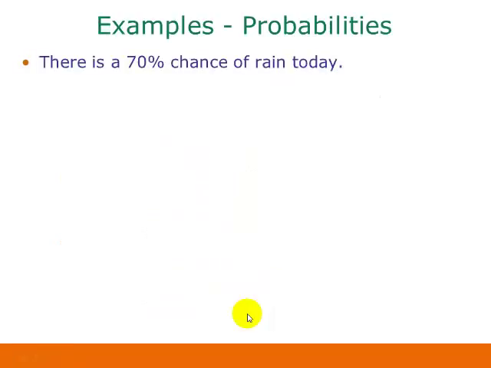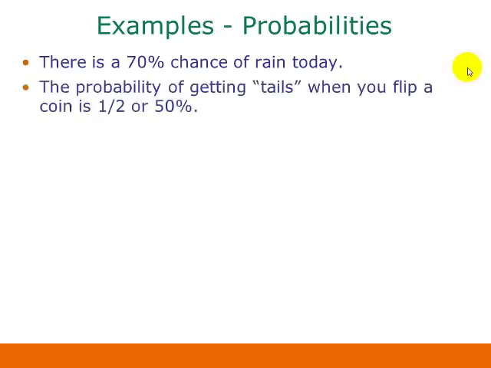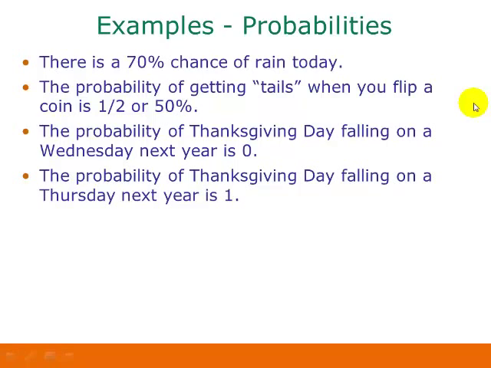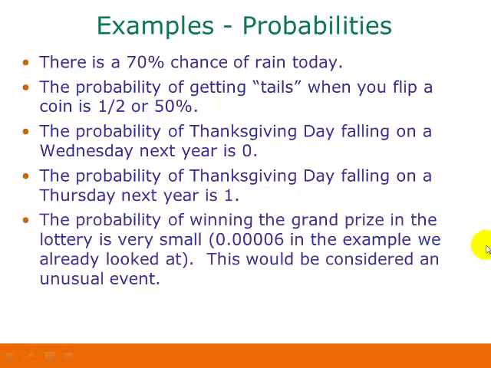Here's some examples of basic probabilities, and these are ones that we might hear about or see a lot. For example, there's a 70% chance of rain today. The probability of getting tails when you flip a coin is 1/2 or 50%, assuming that the coin is fair. The probability of Thanksgiving Day falling on a Wednesday next year is 0. The probability of Thanksgiving Day falling on a Thursday next year is 1 or 100%. And the probability of winning the grand prize in the lottery is very small.